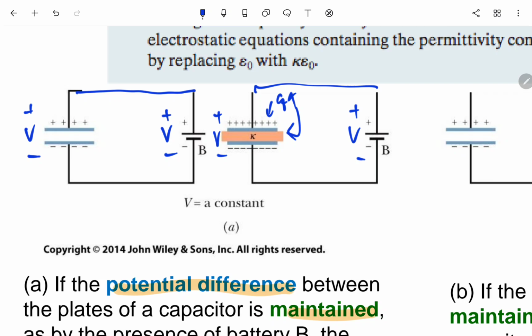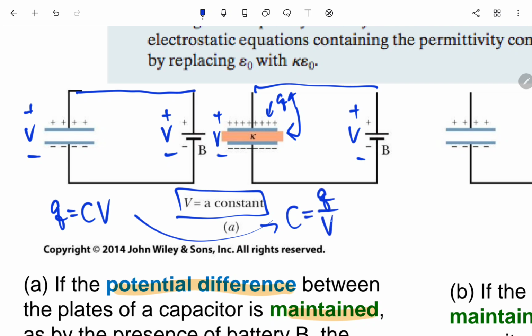So originally Q equals CV, and V is a constant, meaning this battery doesn't change, so the potential difference here doesn't change either. In that case, we know Q equals CV, or we can write C equals Q over V. Okay, so here V doesn't change and Q increases. So in that case, C increases. Which means C increases.